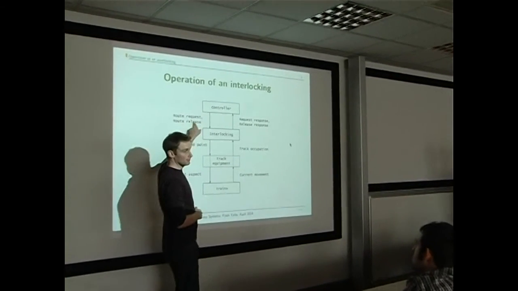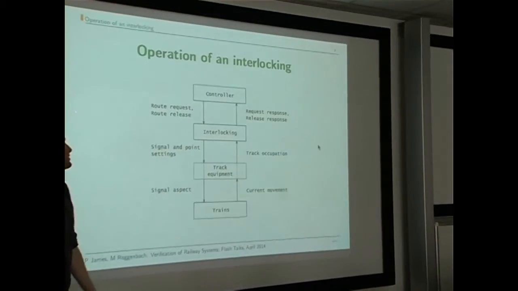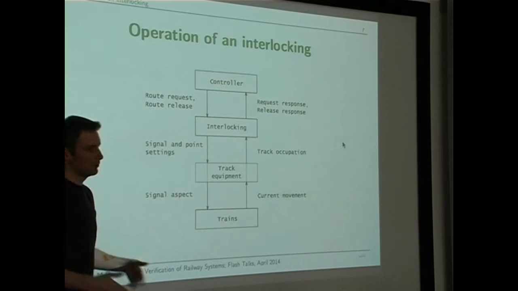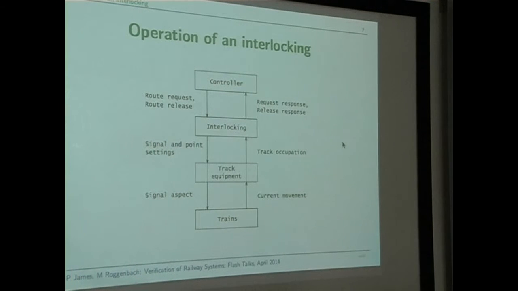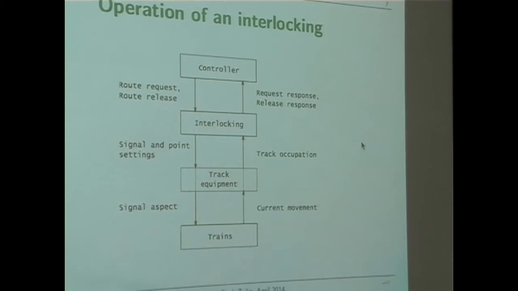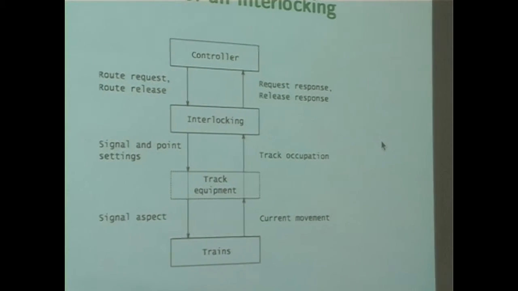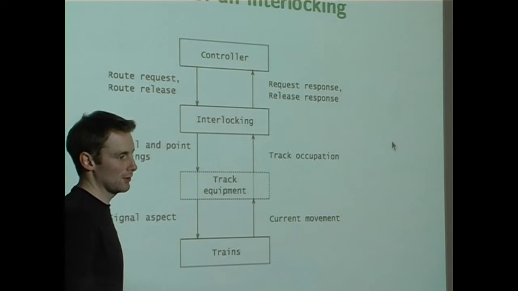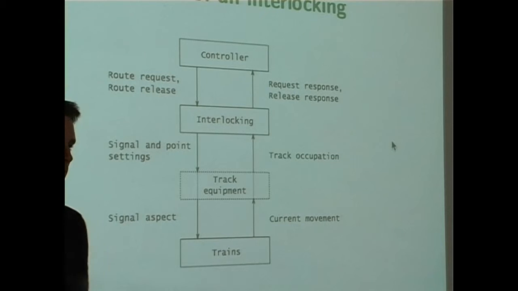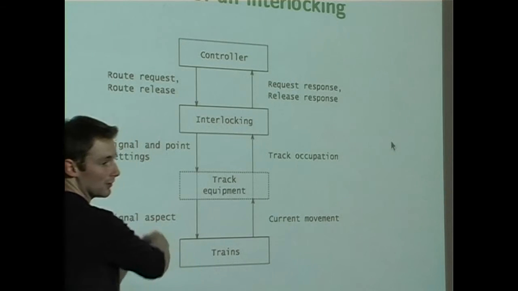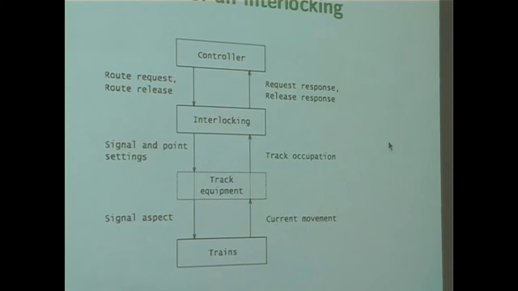And then there's this system that sits in the middle called an interlocking, which is responsible for allowing safe requests and denying unsafe requests. So it sits there and it goes, okay, is it safe for this route to be given to this train to travel? If it is, then it will set up the track equipment. So this is like setting signals to green, setting points to be in the right direction, etc. And then at the bottom we have the trains which observe these signals when they're travelling down the track.